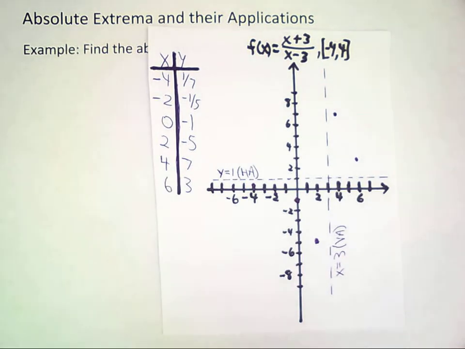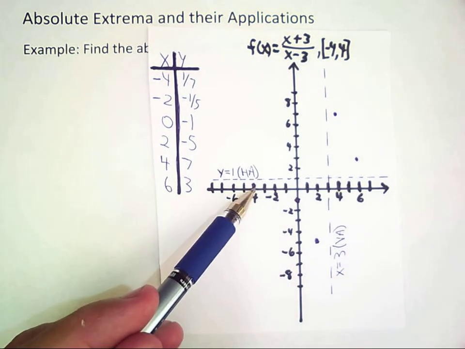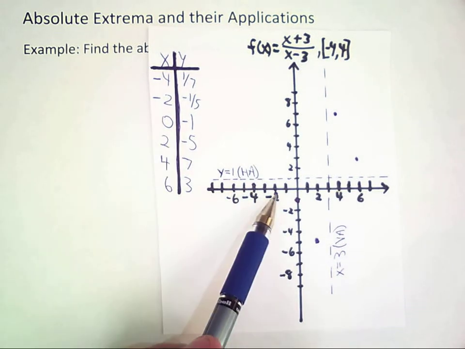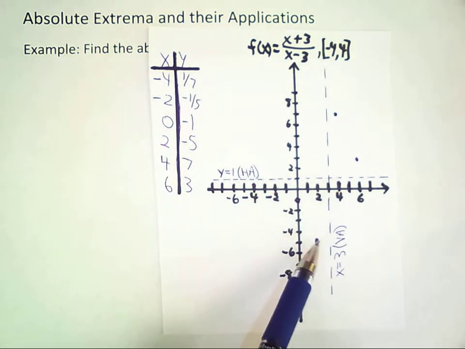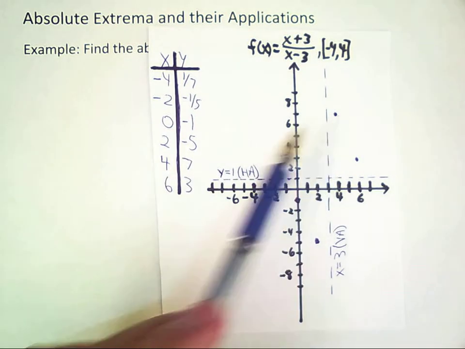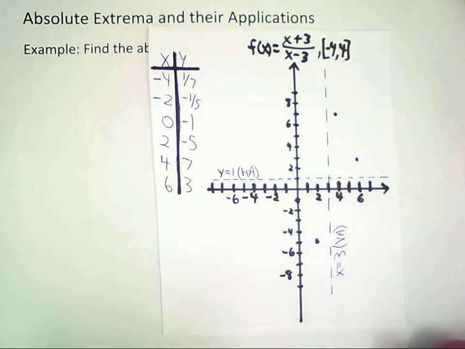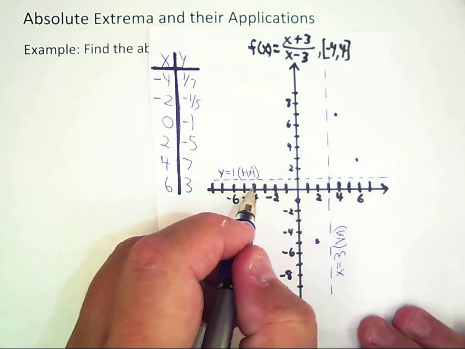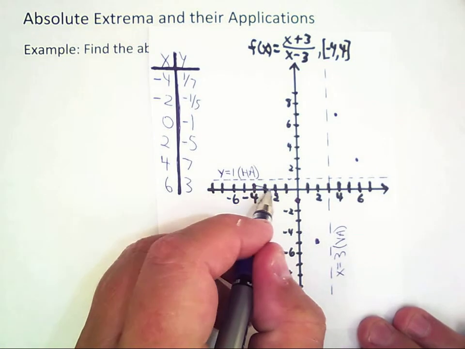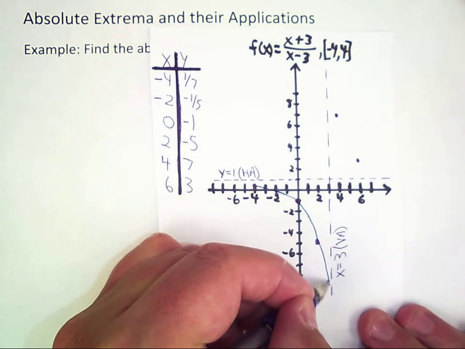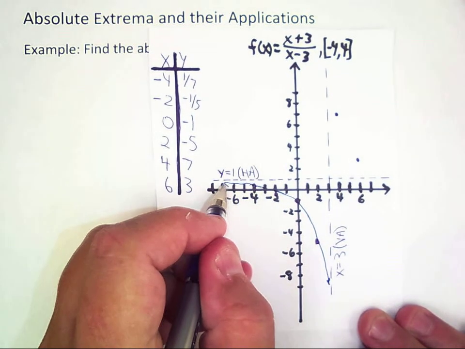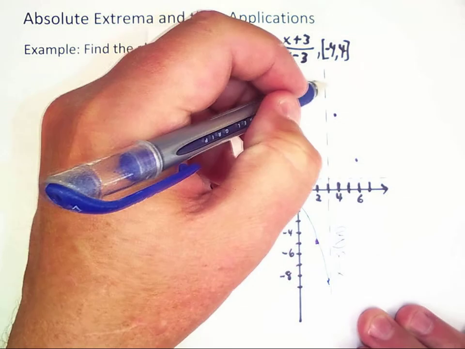points, and notice that at -4 you get 1/7, so I plotted it right there. At -2 you get -1/5, which is about right there. At 0 you get -1, there it is. At 2 you get -5, there it is. At 4 you get 7. At 6 you get 3. So you can sort of see what's happening. You've done these before, so none of this should be a brand new idea to you. You can see what's happening with this graph. And over here again you can see it.